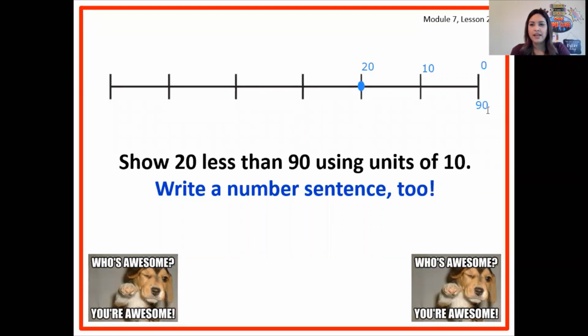And if I'm at 90, I need to go back 20, so that means I count by tens, so 90, 80, 70. So what is 20 less than 90? 20 less than 90 equals 70, or 90 minus 20 equals 70.